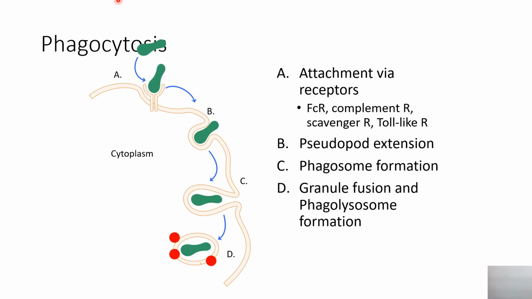So in here you can see the attaching by the receptor. In B there is a pseudopod extension. In C there is a phagosome formation. And D is the granule fusion and phagolysosome formation.